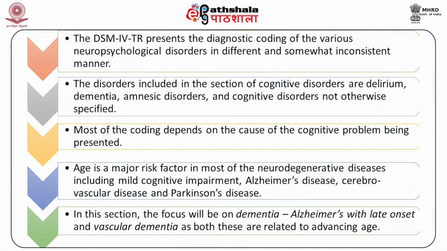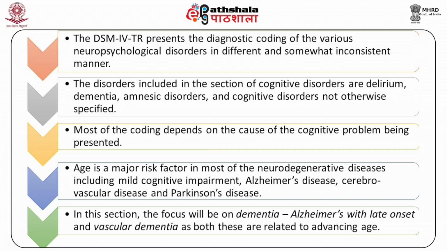The DSM-4-TR presents the diagnostic coding of the various neuropsychological disorders in a different and somewhat inconsistent manner. The disorders included in the section of cognitive disorders are delirium, dementia, amnesic disorders and cognitive disorders not otherwise specified. Most of the coding depends on the cause of the cognitive problem being presented.